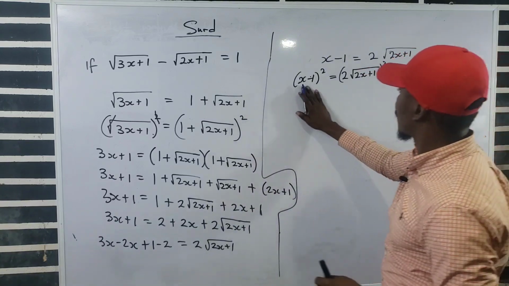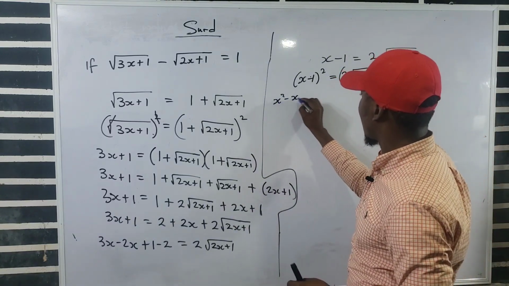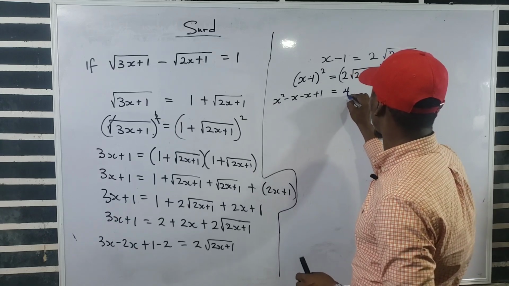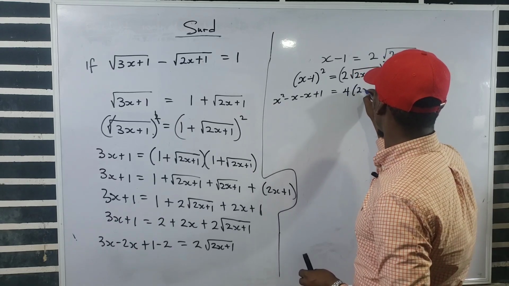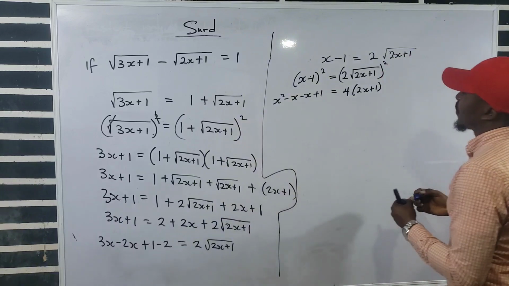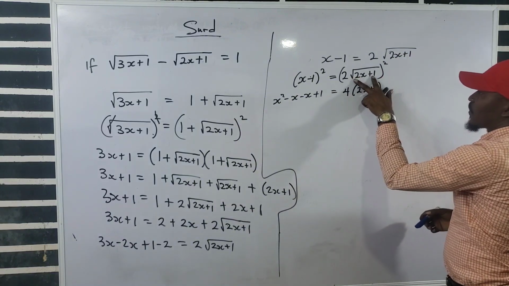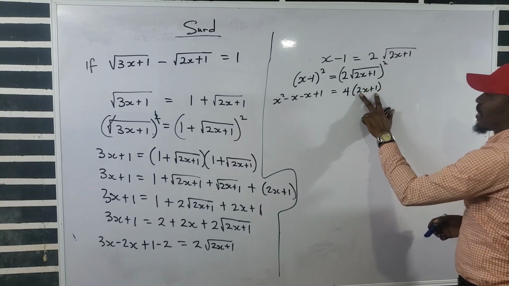Okay, so this side will give us x squared minus x minus x plus 1. Then this side is going to give us 4 times 2x plus 1. Now what happened there is that 2 gets squared, which is 4. Then square root of 2x plus 1 also gets squared, which will just give us 2x plus 1.